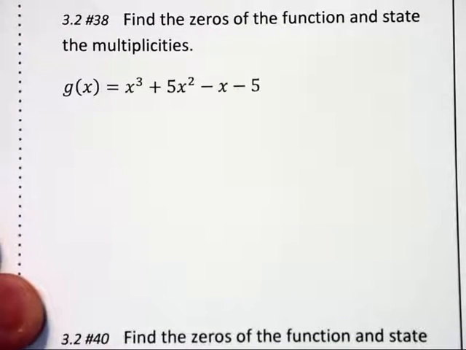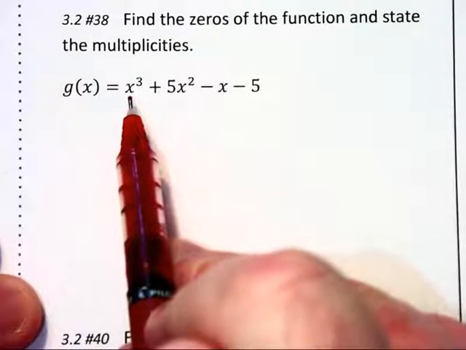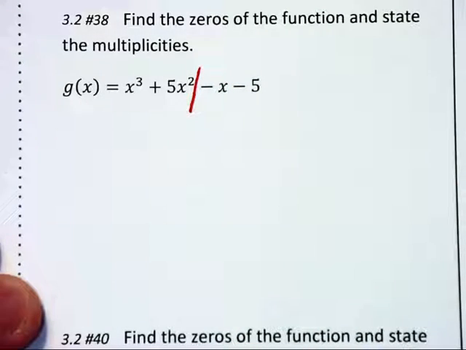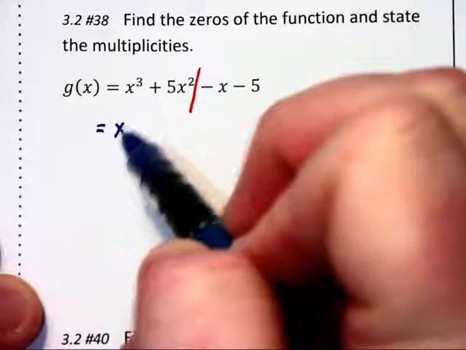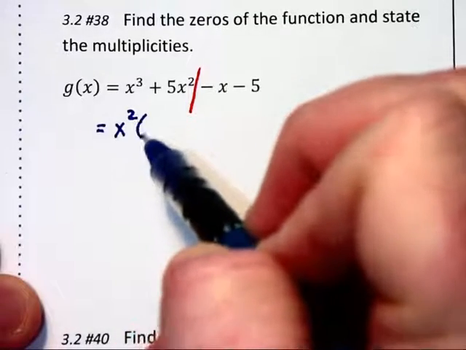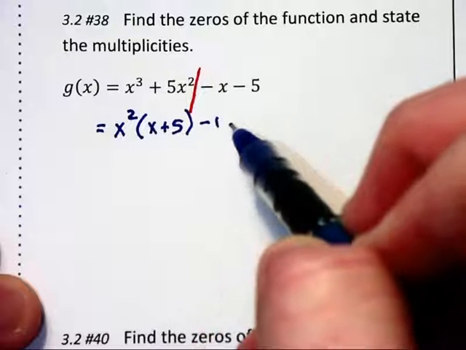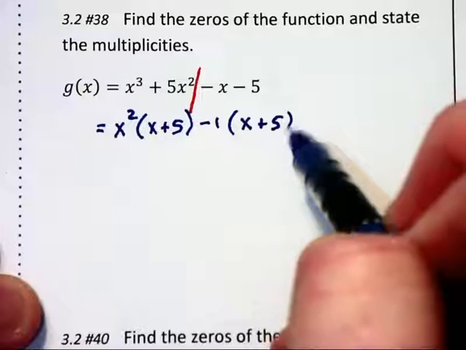Now we're being asked to find the zeros of this function, and to do that we've got to solve the equation. We're not used to solving a third degree function, but I do see that this is going to factor using the grouping method. If I factor an x squared out of the first two terms, we are left with x plus 5. And if we factor a minus 1 out of the third and fourth term, we are also left with x plus 5.